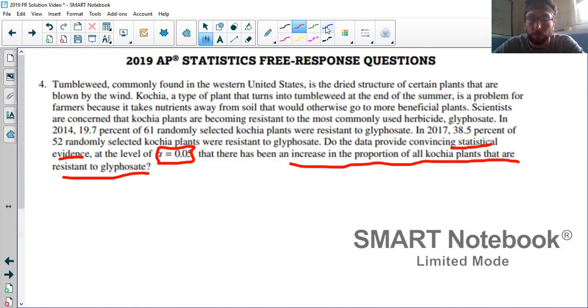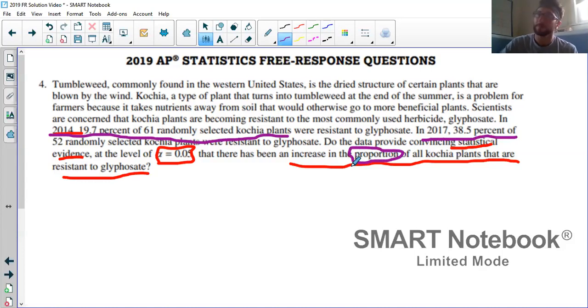But anyways, as we think about this, we know we need a hypothesis test. We're given an alpha level. We want that convincing statistical evidence. So now the question becomes, which test am I going to use? As I start to read through, we can see we have 2 samples of data. We've got some 2014 data here, so 61 randomly selected plants from 2014, and we've got some 2017 data. So we have 2 groups, and we're working with proportions. So this is our old pal, the 2 proportion z-test.